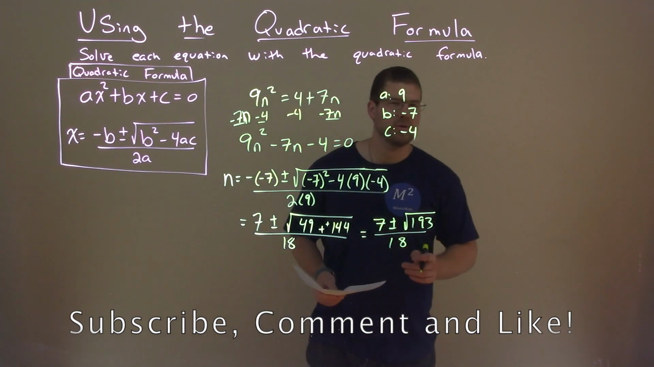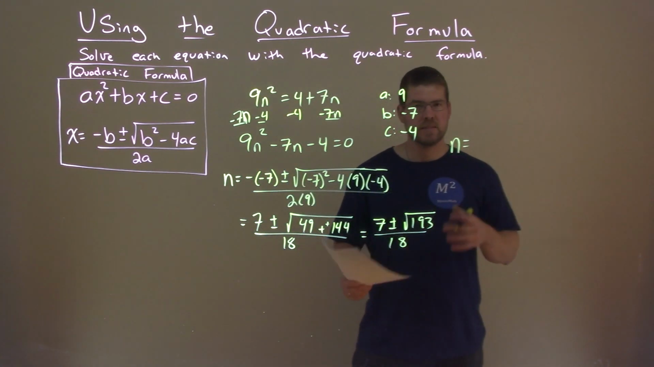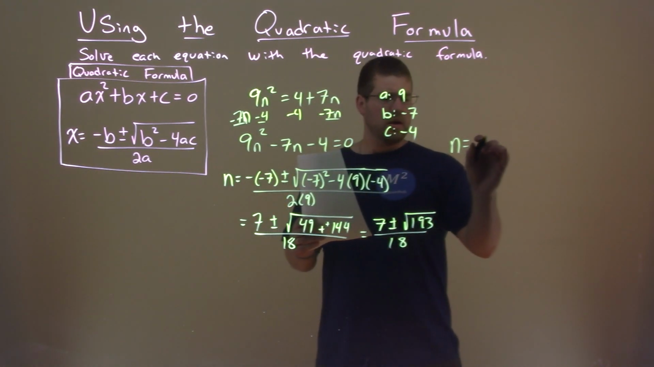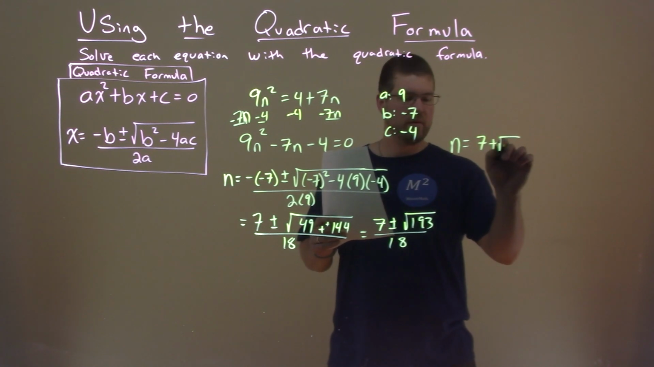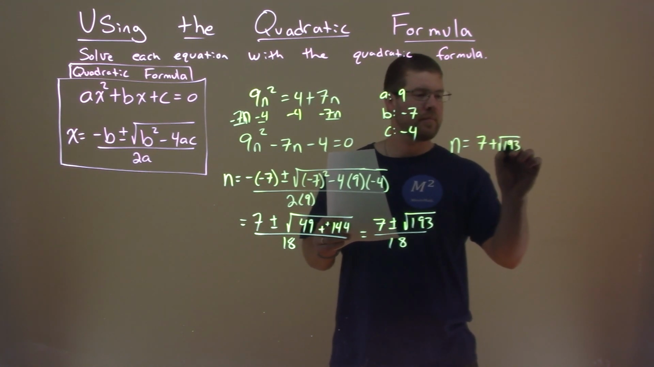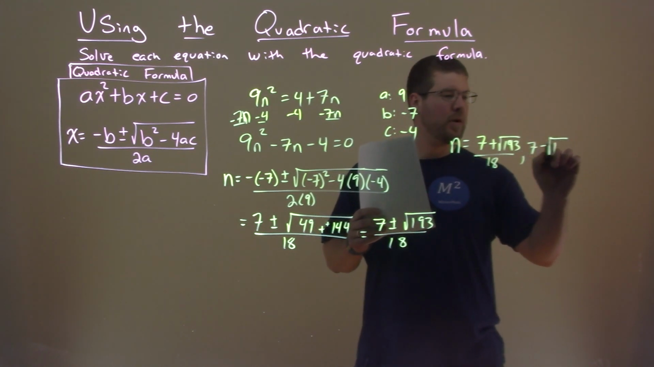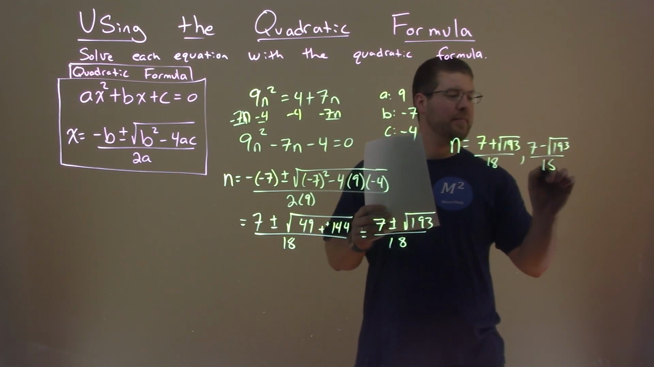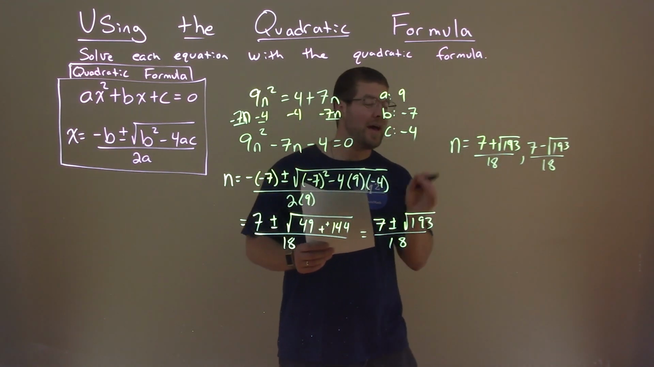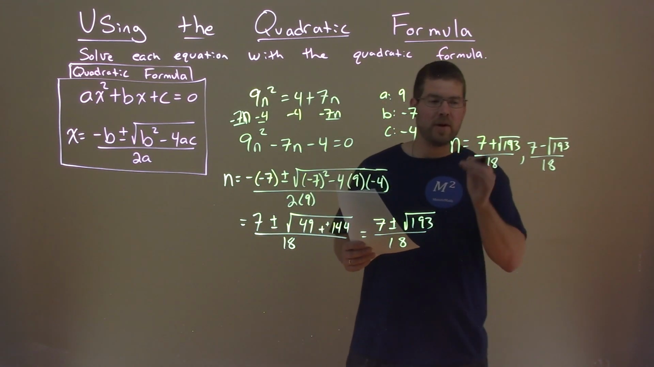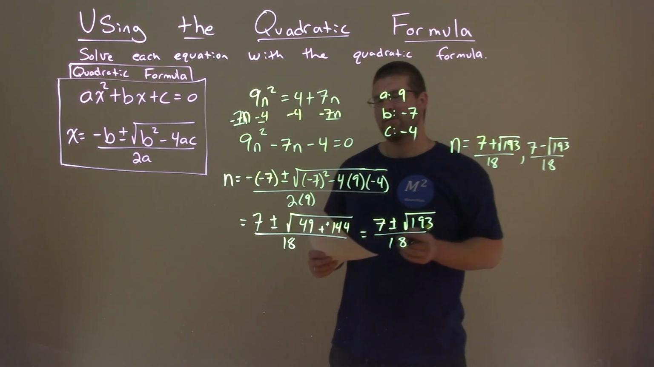And here actually we're pretty much done. Square root of 193 doesn't really simplify into anything. So we have to break this up into two parts. So 7 plus square root of 193 over 18, and 7 minus square root of 193 over 18. And these are our two answers. So n equals 7 plus square root of 193 over 18, and 7 minus square root of 193 over 18. That's our final answer.